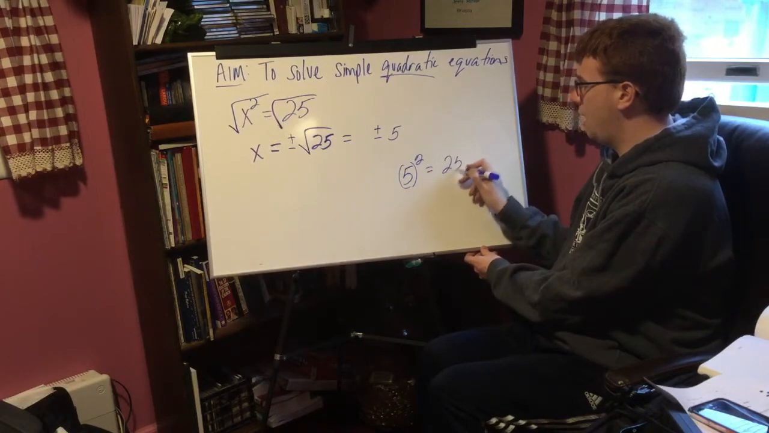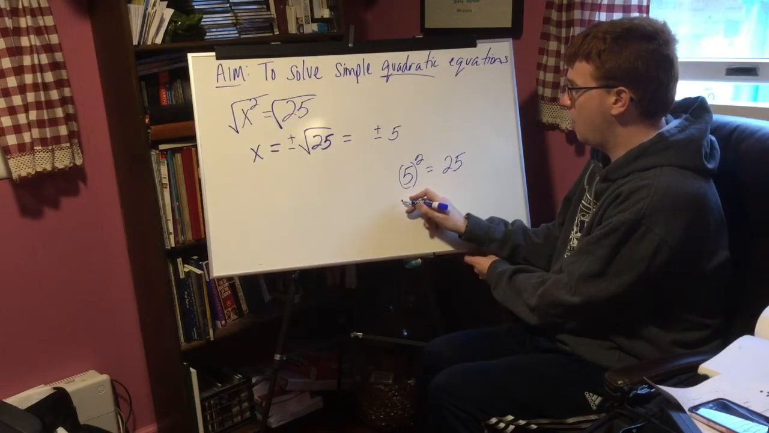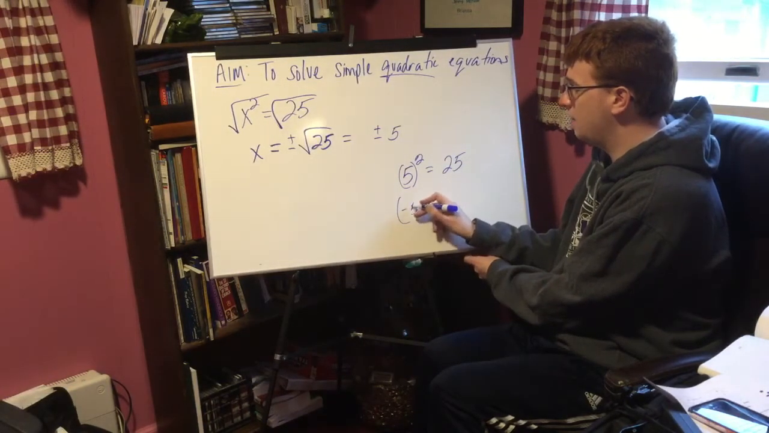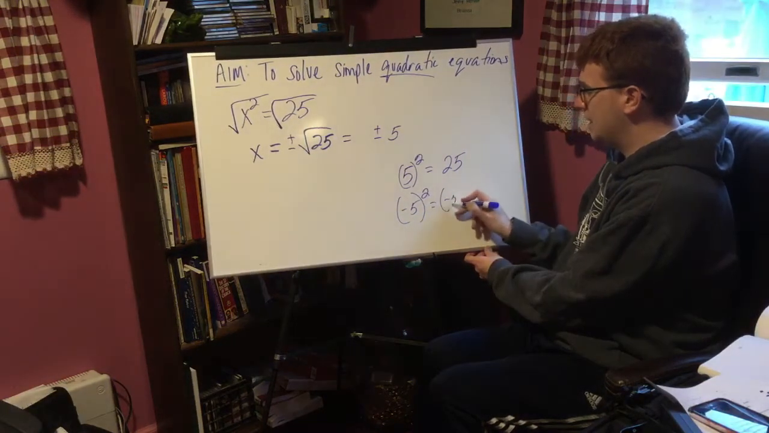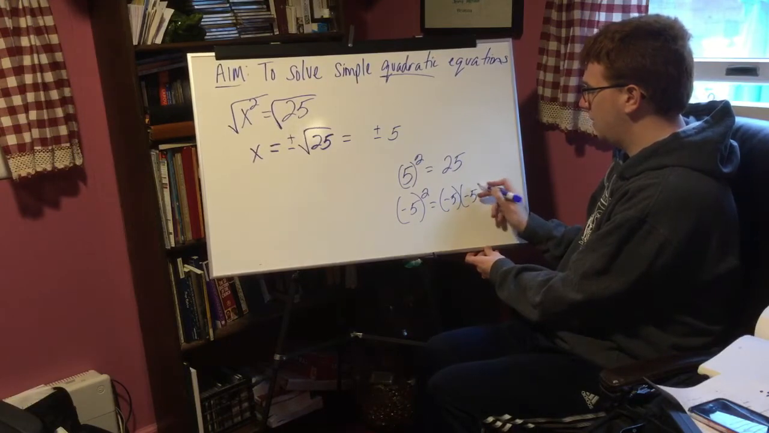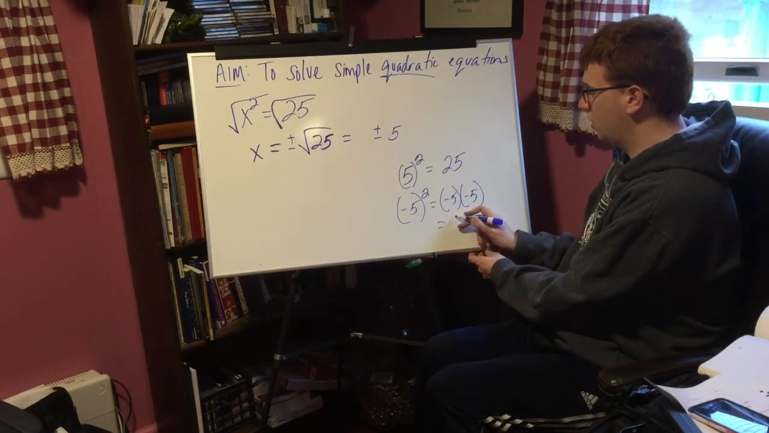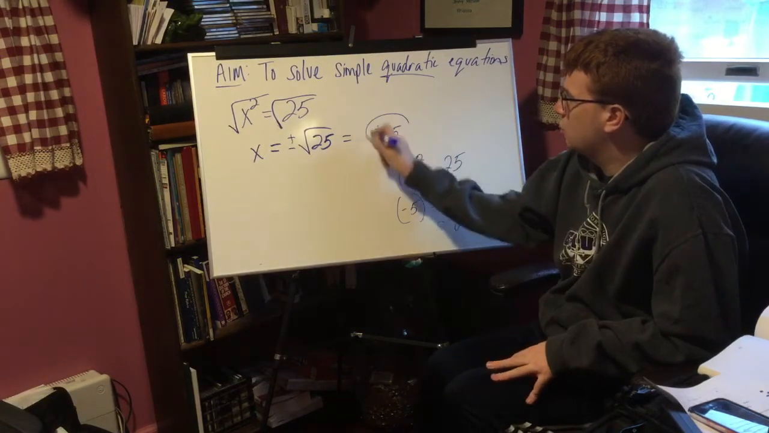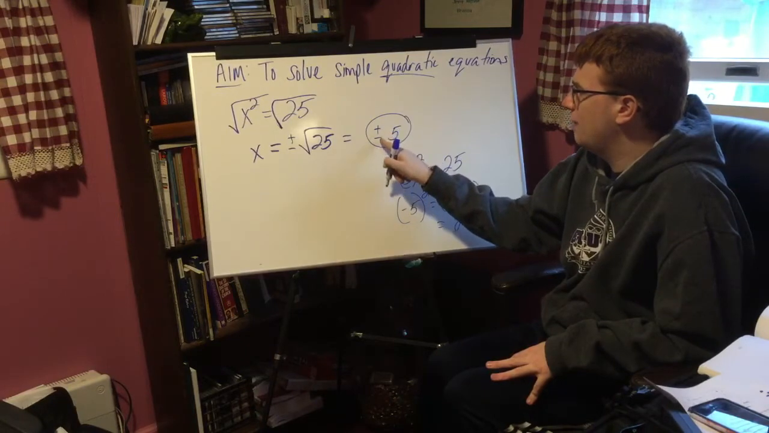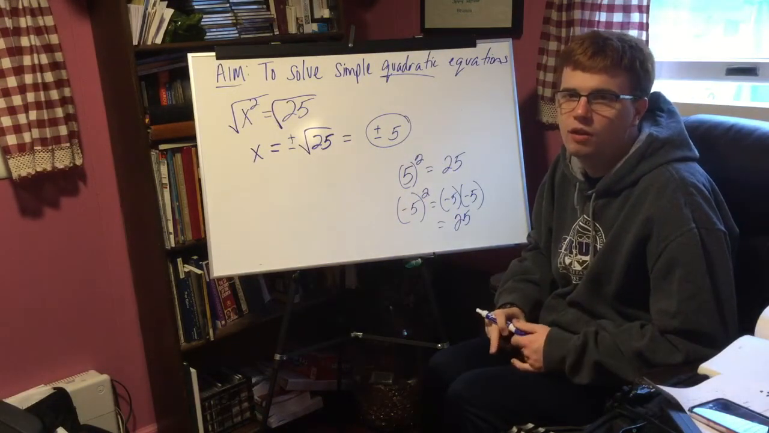The reason for this is because if I take a positive 5 and I square it, that would be equal to 25. But in the same way, if I open parentheses and put a negative 5 and square that, that's the same as saying negative 5 times negative 5. And we know that the product of two negatives is a positive, which would be a positive 25. Therefore, it is crucial that we put positive and negative in front of the 5 for this solution.